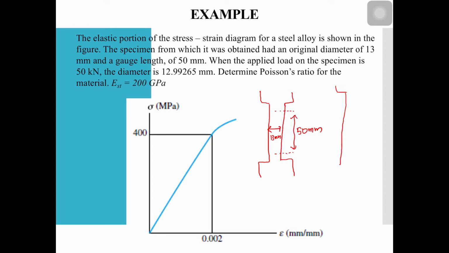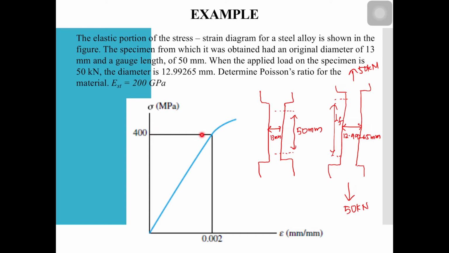So we have a little bit longer. The load is applied here, 50 kilonewton, here also 50 kilonewton. Suddenly this becomes 12.99265 mm. So the length is not given, how much. It is L final. So find the Poisson ratio for the material. This figure is also given.